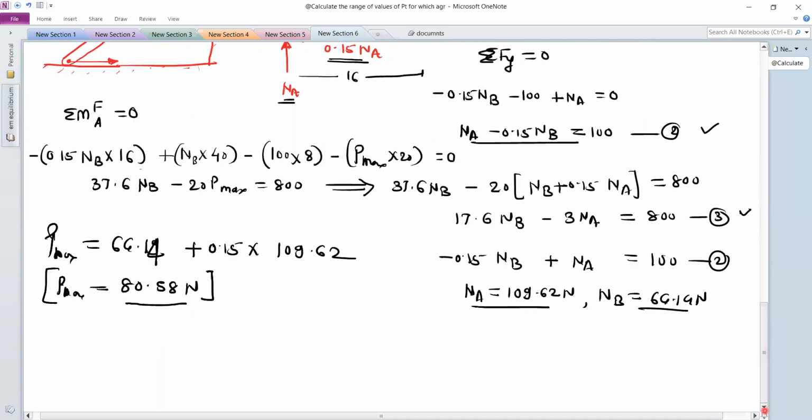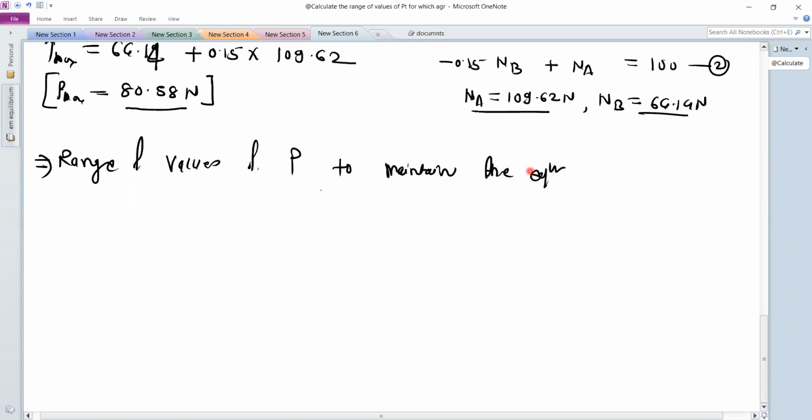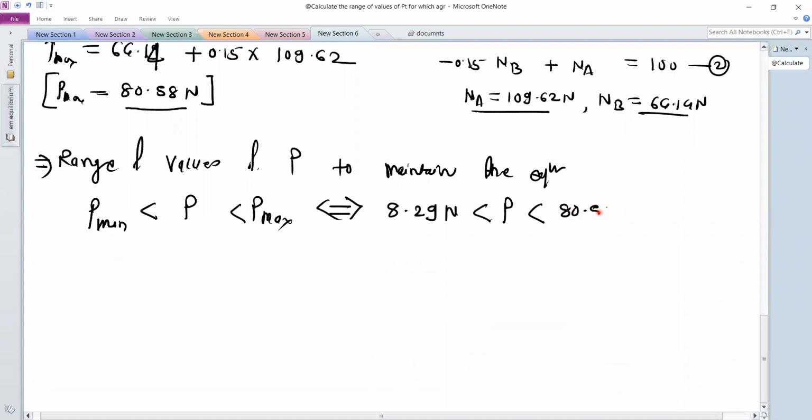So for your final answer, finally we have to find the range. Your answer will be the range of values of P to maintain the equilibrium. So P minimum is 8.29 Newton and P maximum is 80.58 Newton. So this is your final answer. Okay, so this is the range of values for the equilibrium.